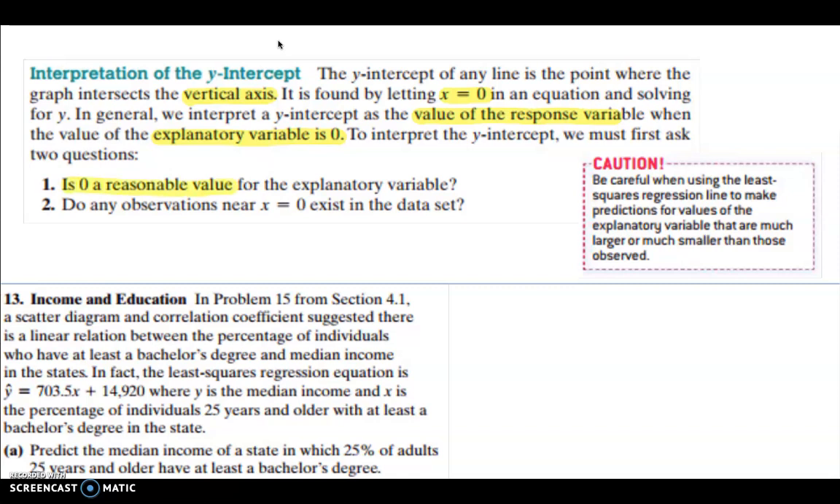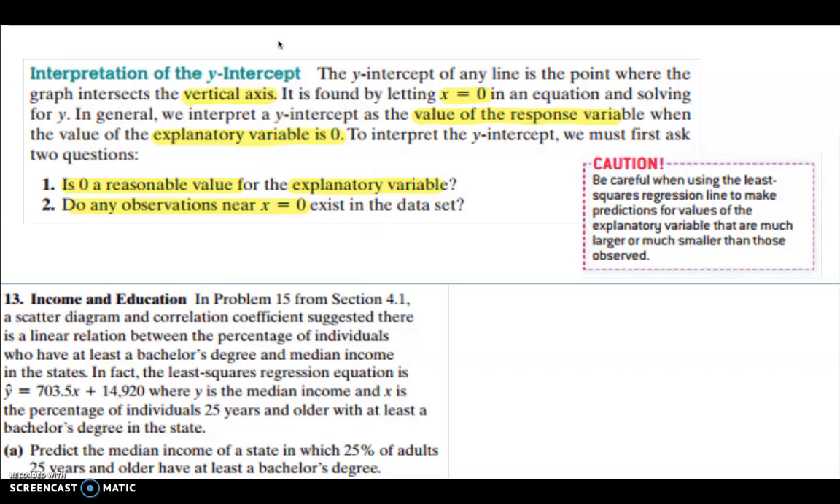First, is 0 a reasonable value for the explanatory variable? If we're talking about the number of people attending a certain event, is 0 reasonable? Is it reasonable to have 0 people attend an event? In some cases, yes. In other cases, it probably makes no sense to calculate for 0 because it wouldn't be helpful. And another thing is, do any observations near x equals 0 exist in your data set? If all of your data is x equals 100 and above, then x equals 0 may not be very helpful for you.